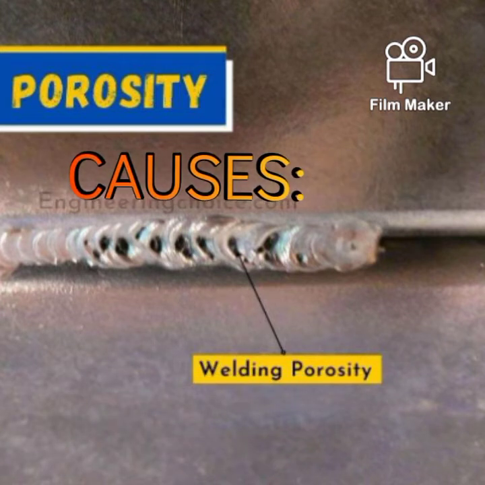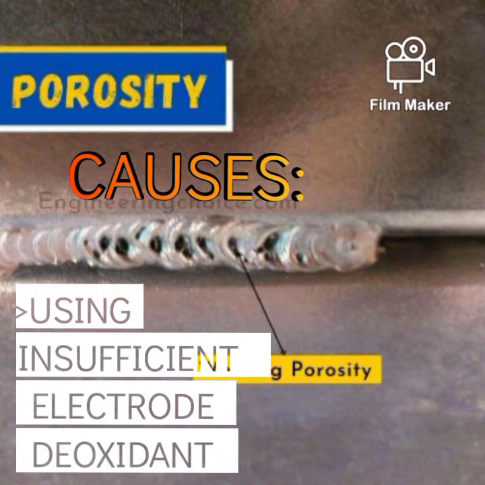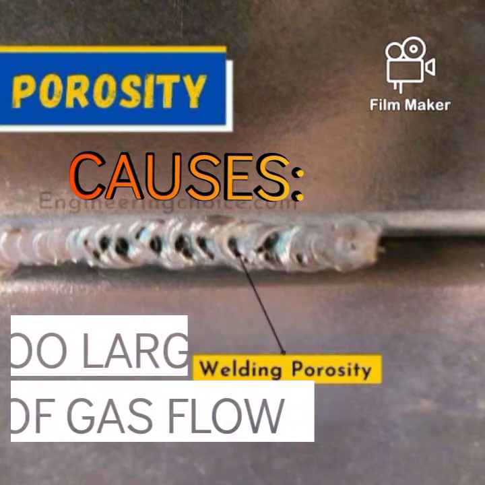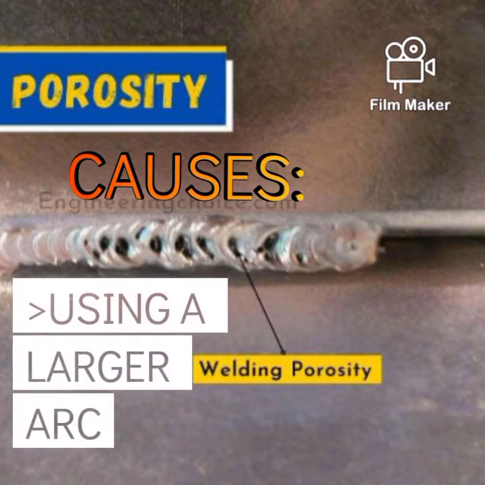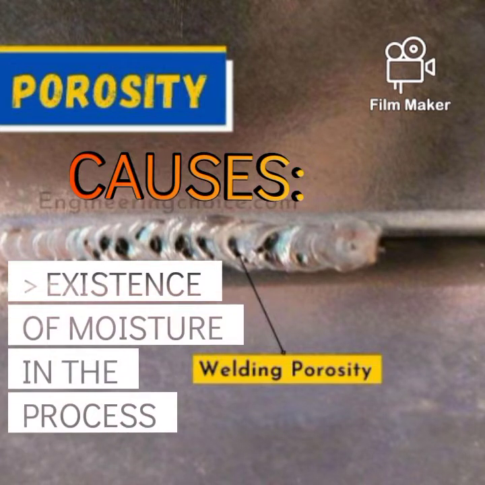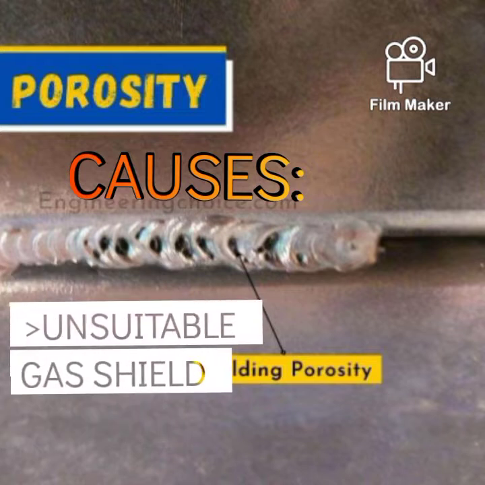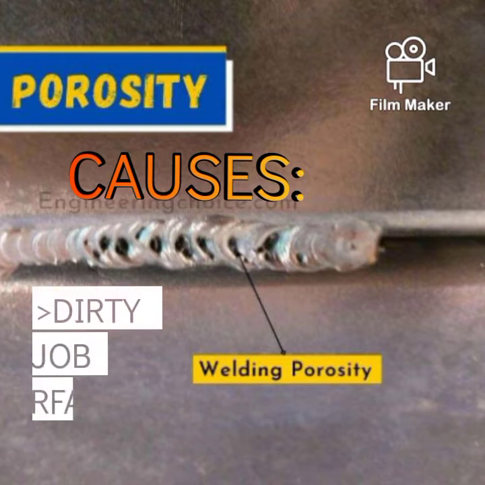Causes of porosity. First, using insufficient electrode deoxidant. Second, applying too large of a gas flow. Third, the welder is using a larger arc. Fourth, existence of moisture in the process. Unsuitable gas shield and dirty job surface.